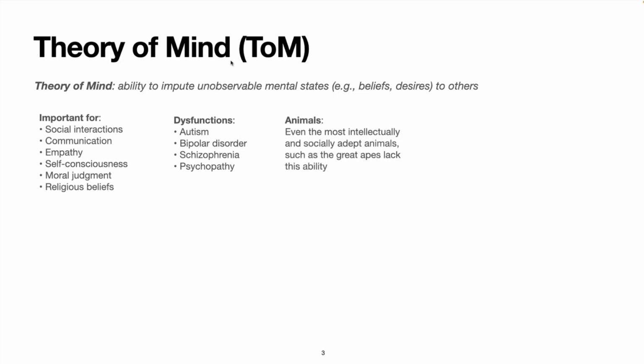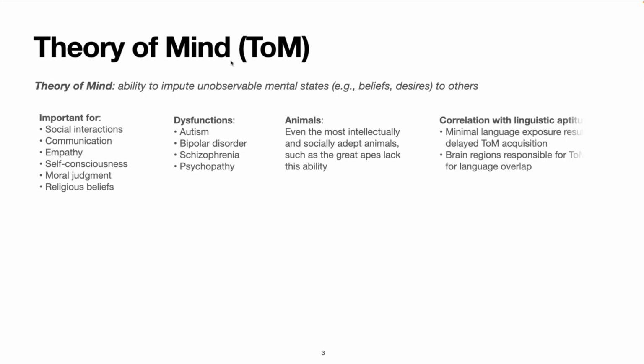If we look at animals, and in particular the most evolved ones like great apes, they lack this ability completely. According to all the tests that were done, they don't have this capability of attributing a mental state to other animals or people.